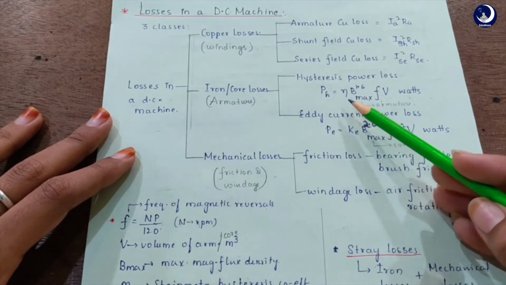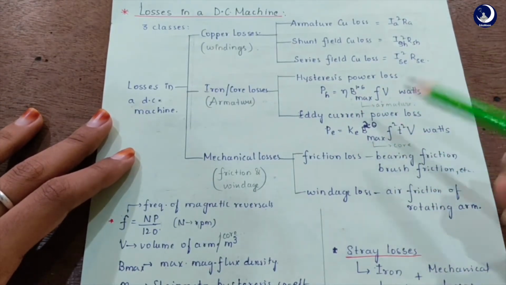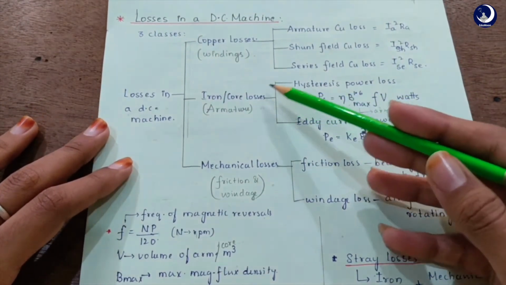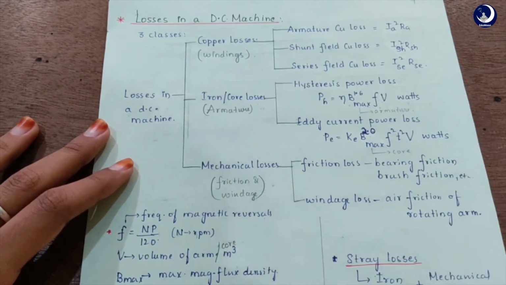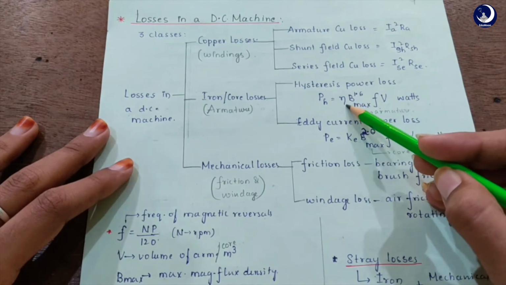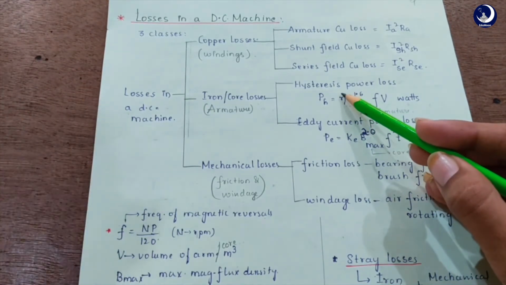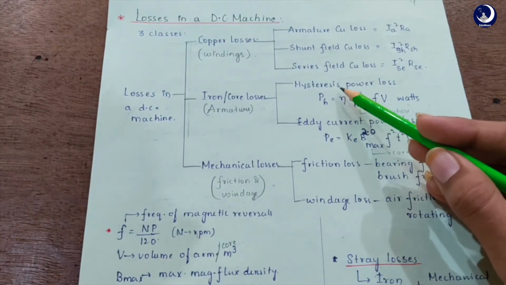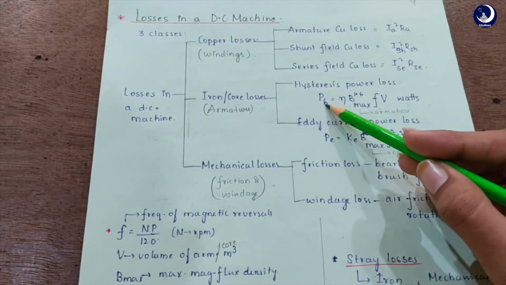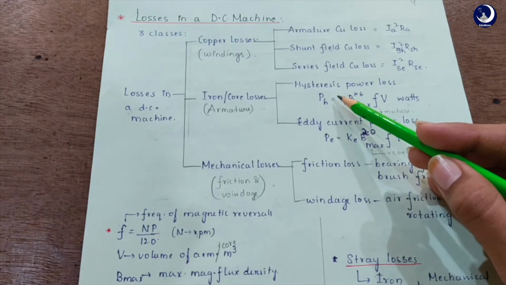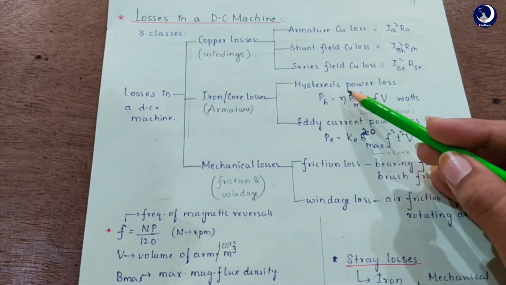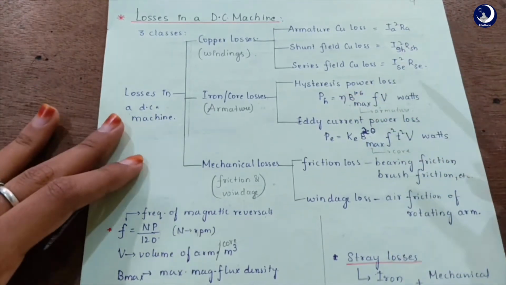In order to reduce this loss in a DC machine, the armature core is made of such material which has a low value of eta. So if the value of eta is low, this power loss can be reduced, right? So the armature is made with a material such that eta is low.